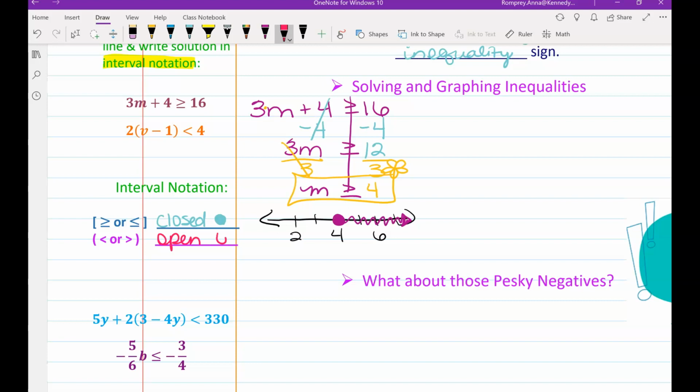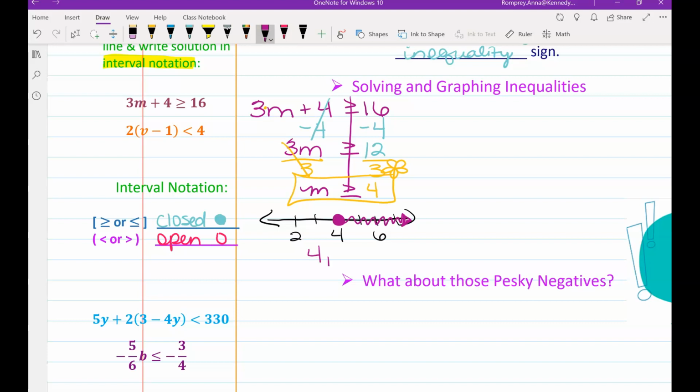And by open, I mean that open circle. So if we write the solution set of m is greater than or equal to 4 in interval notation, it's also called set notation, what we're going to do is look at our solution. If I look at my number line left to right, where do I stop? I technically start at 4, and then where do I stop? Well, I keep going.